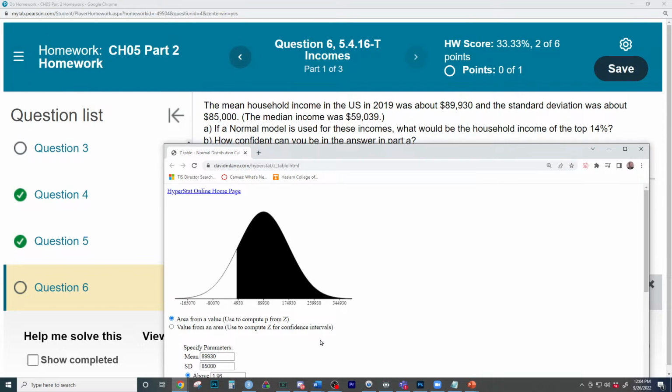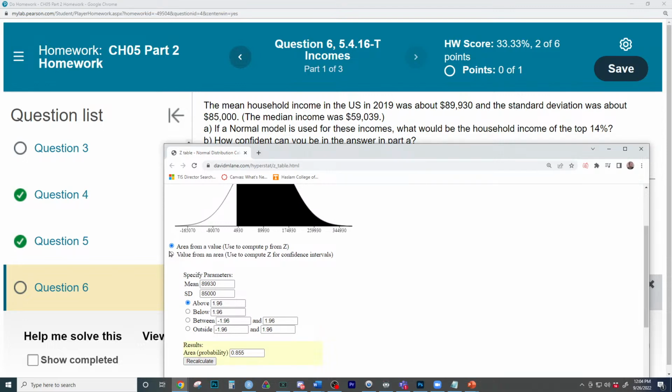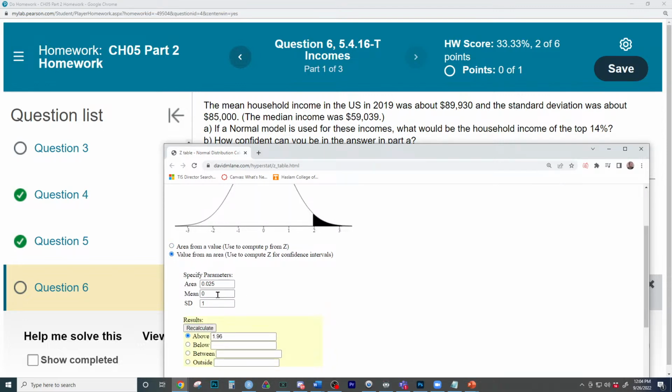Now, this one doesn't give you the ability to enter in the percent. We actually want to go over here to the second button and re-enter the data again, 89930, and then 85,000. And now we're looking at the top up here, and we want the top 14%, which would be changing the area on the curve. So this is the 86th percentile. It's 181,000.